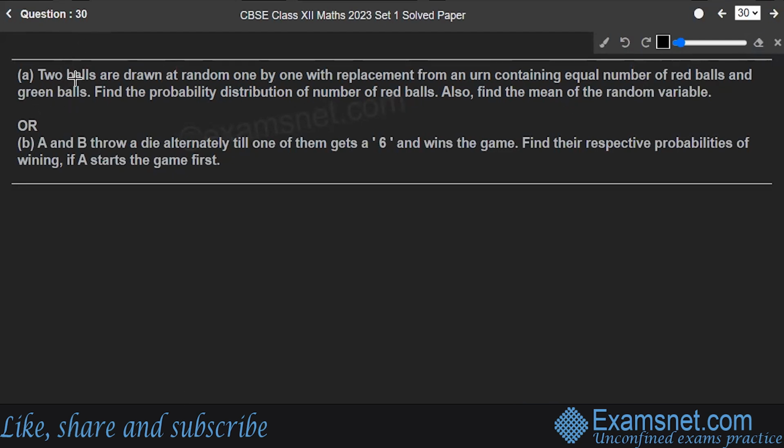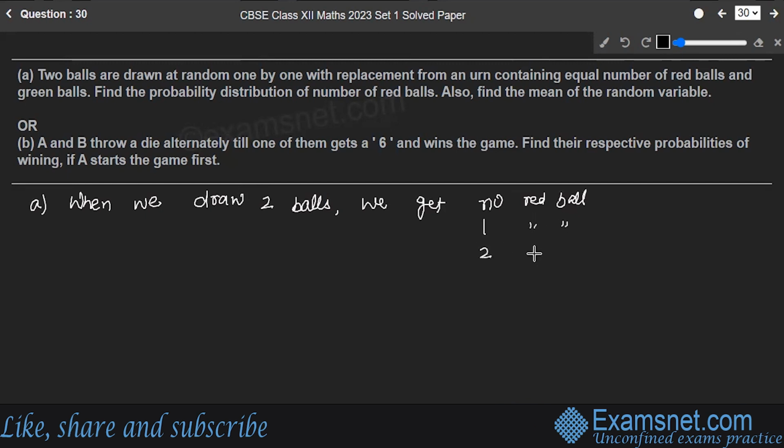See, two balls are drawn at random one by one with replacement from an urn. Here we're solving question number A. When we draw two balls, we get either no red ball, one red ball, or two red balls, right? Then the possible values of x are 0, 1, and 2. Now suppose the number of red balls is y, since x we have already used.